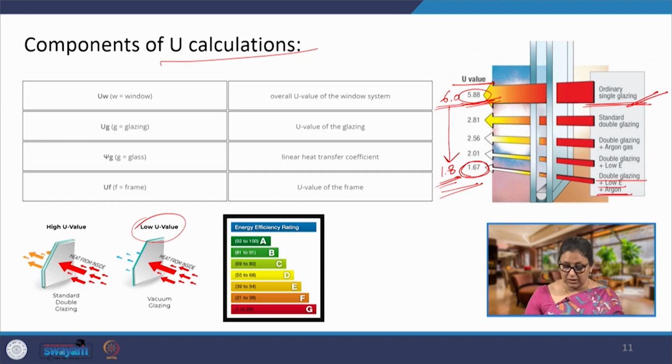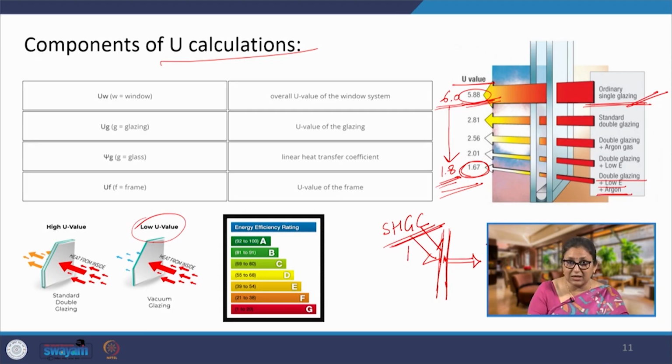This is one property. The other property that we have is SHGC, solar heat gain coefficient. What is this property? I think we have discussed it earlier, but I am repeating it here. Suppose 100% of solar radiation is incident on this glass; what percentage of it is directly transmitted inside is the solar heat gain coefficient. So, if only 50% is transmitted inside, then the solar heat gain coefficient is 0.5.